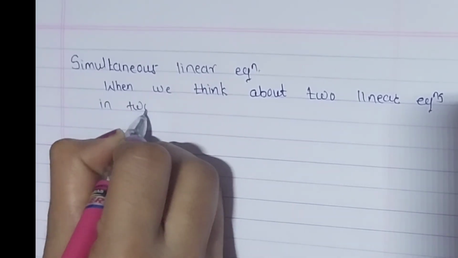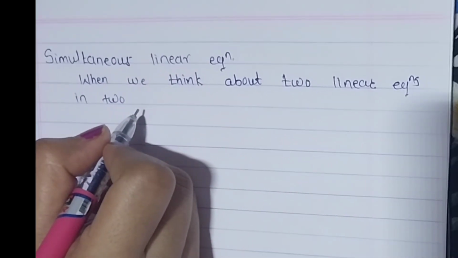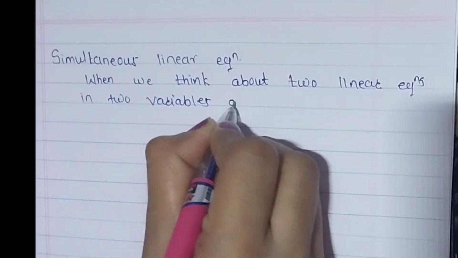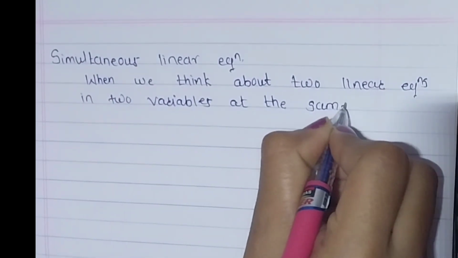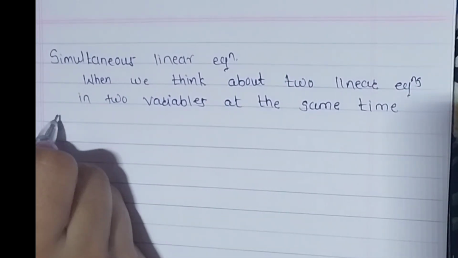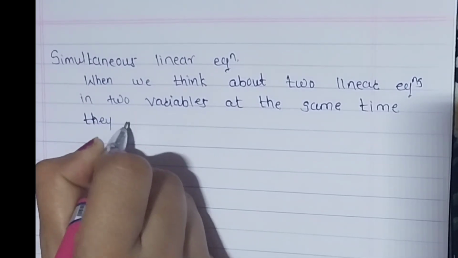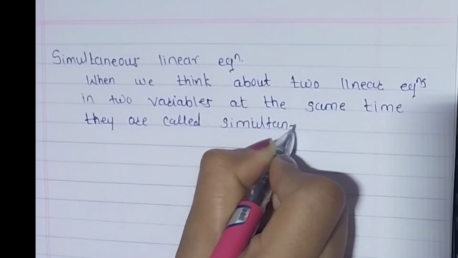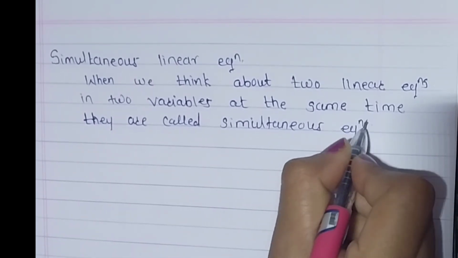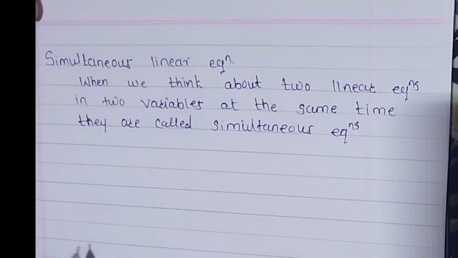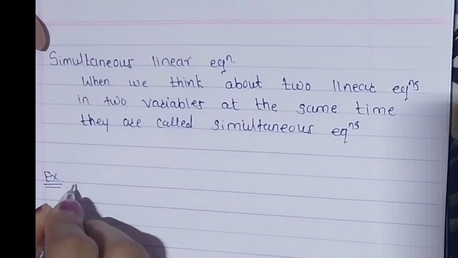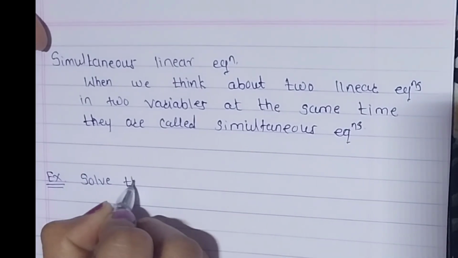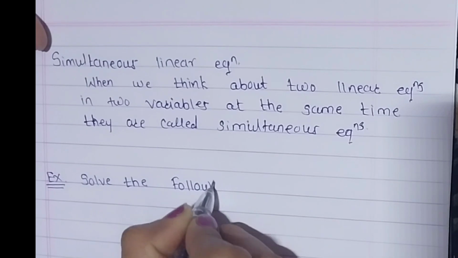When we think about two linear equations in two variables, that is, an equation which has degree 1 and contains two variables, it is a linear equation in two variables. We have to think about two linear equations in two variables at the same time. They are called simultaneous equations. In 9th class we solve them.